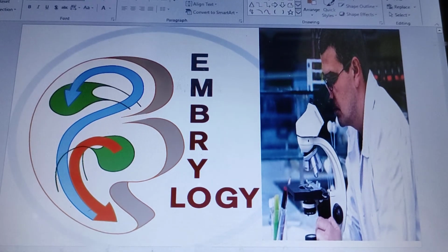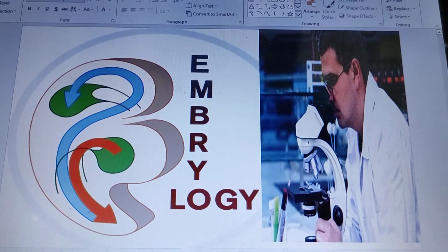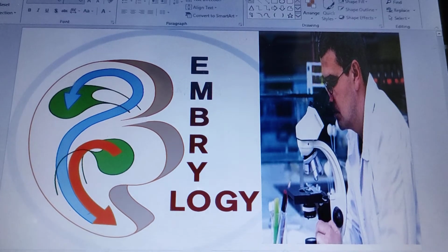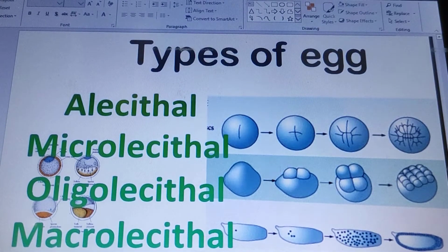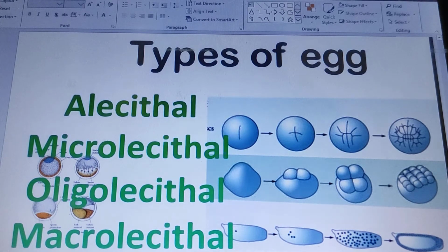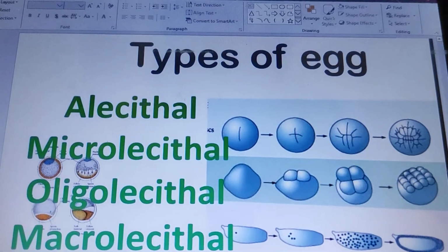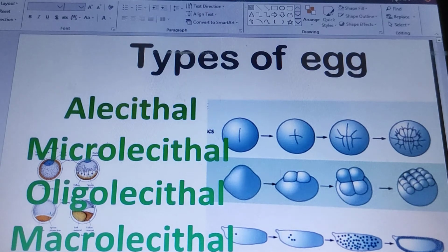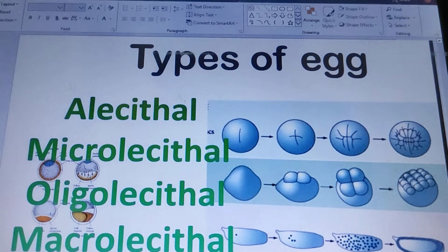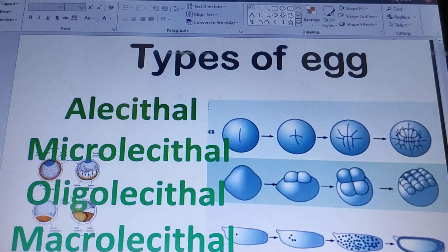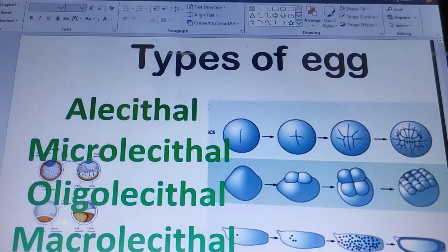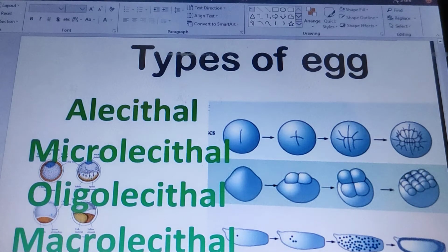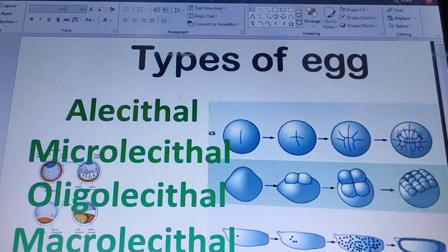Dear viewer, in embryology today we will discuss types of eggs and also quantity and distribution of yolk in different types of eggs. As you can see on the slide, different types of eggs can be seen in case of different organisms.